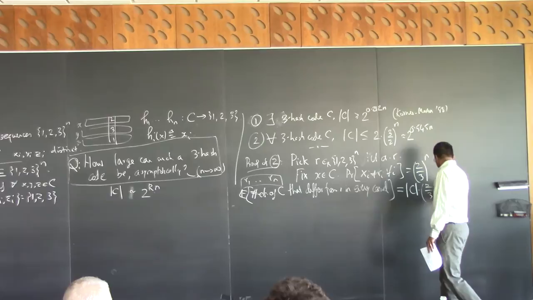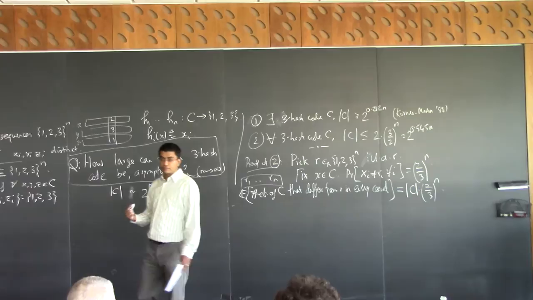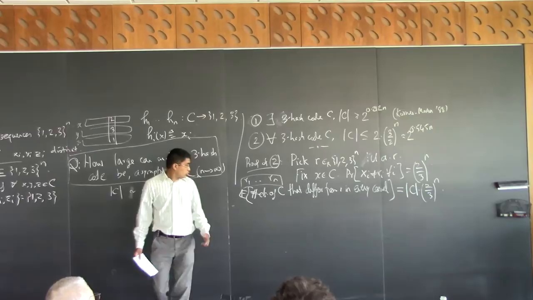On the other hand, what is the definition of a 3 hash code? It says that any triple will have some coordinate where they're all different. In particular, you cannot have 3 elements which are all in every coordinate different from Ri. Right? So this expectation can be at most 2.